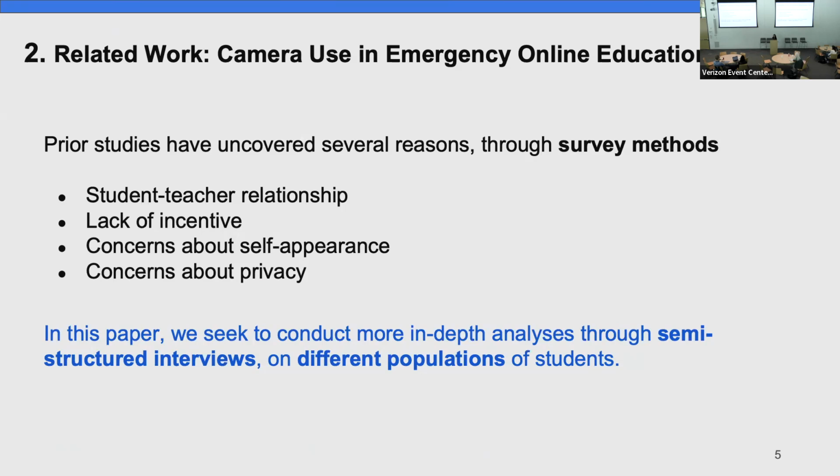However, in this paper, we seek to conduct a more in-depth analysis through semi-structured interviews on different populations of students. Previous survey studies, although they identified some factors about why students are not willing to open cameras, didn't explain why these factors contribute to students' unwillingness to open cameras. But in this study, we want to delve more into this topic.